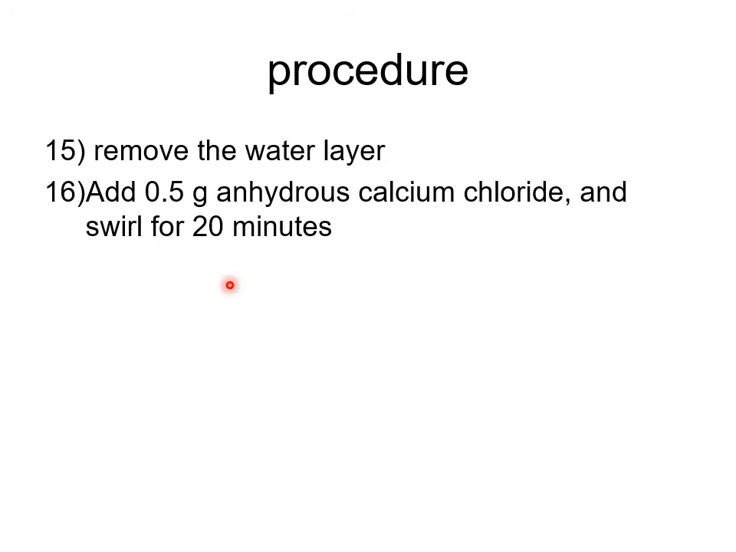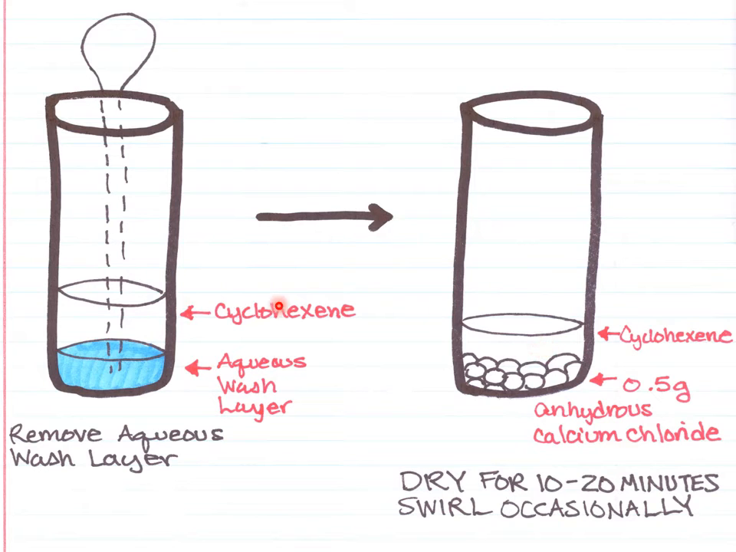As I mentioned, you remove the water layer, and then you add half a gram of anhydrous calcium chloride and swirl for about 20 minutes. Of course, you remember from one of the previous lectures, anhydrous calcium chloride is used to remove water, right? And here's the illustration for that. You have your cyclohexane here, again, aqueous layer at the bottom. Remove the aqueous layer with a pipette, and here's your calcium chloride drying your solution. And you want to dry it for 10 to 20 minutes and swirl occasionally to make sure that all the calcium chloride gets in contact with your product here.